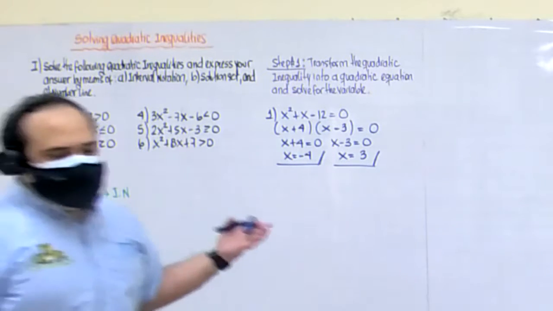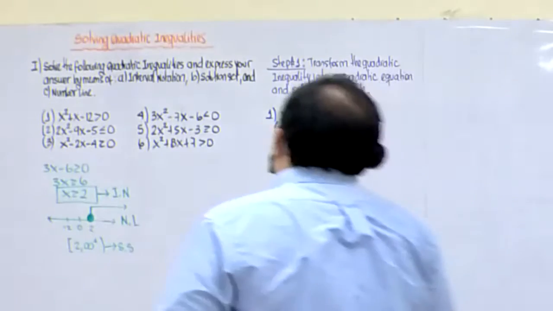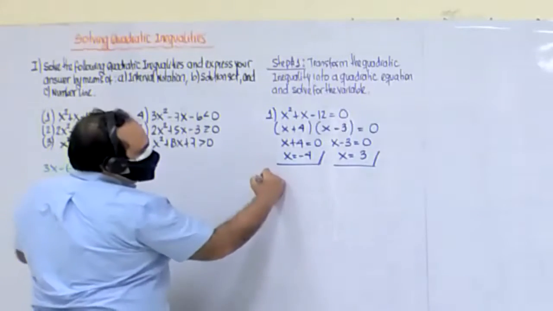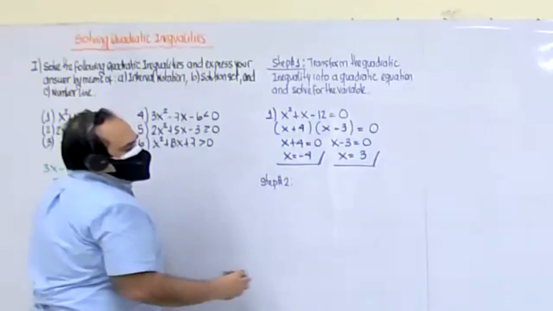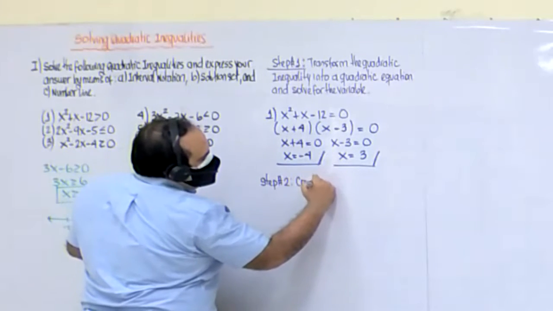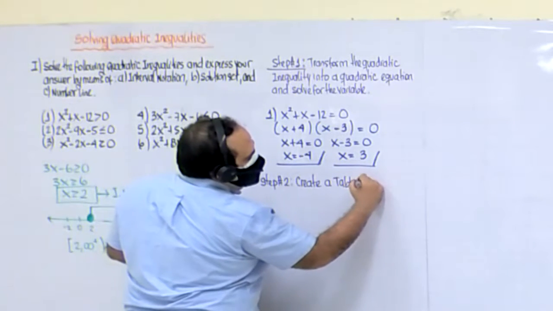Transform the quadratic inequality into a quadratic equation and solve for x. You can use the method as you wish: trial and error technique, or completing the square, or the quadratic formula. It's up to you. Step number 2: create a table of signs.